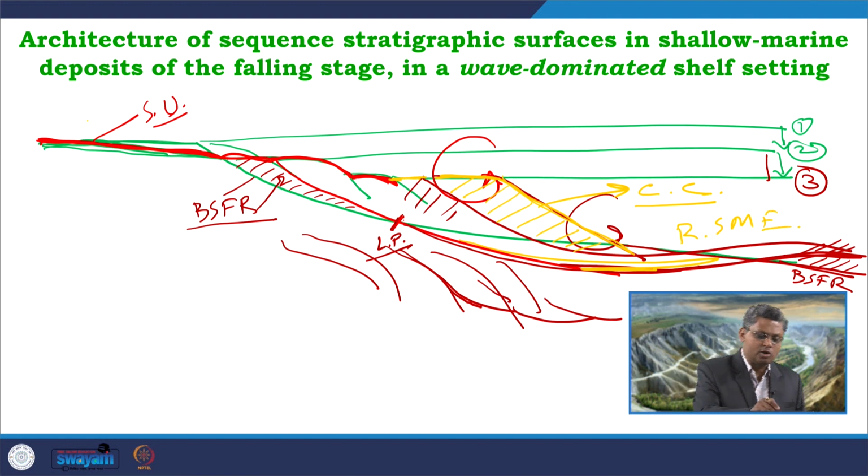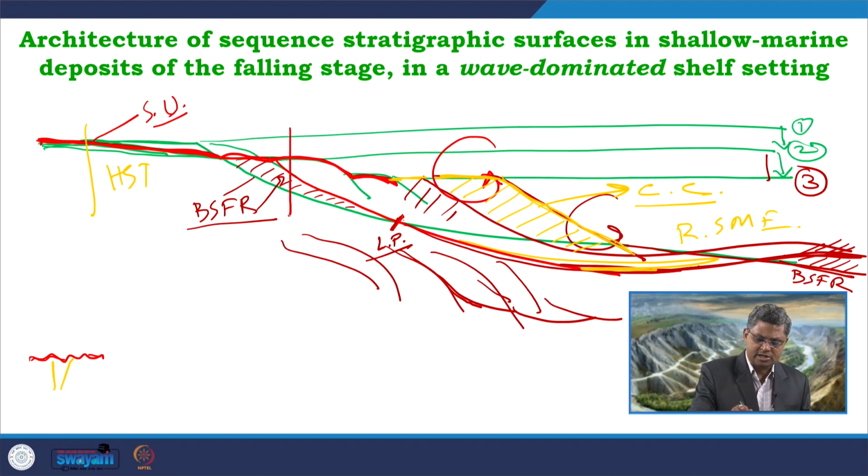So, if I make a log somewhere here at this point, what I get is the HST package, which is a coarsening upward succession, and that coarsening upward succession is truncated by the subaerial unconformity. So, it is the erosional phase. So, no deposition is occurring over here.